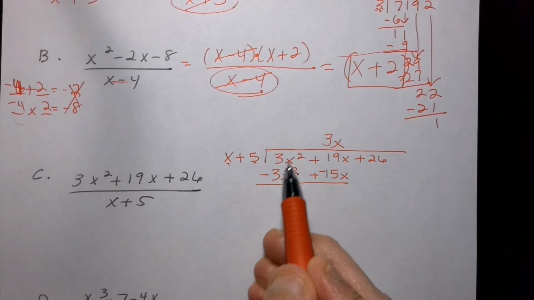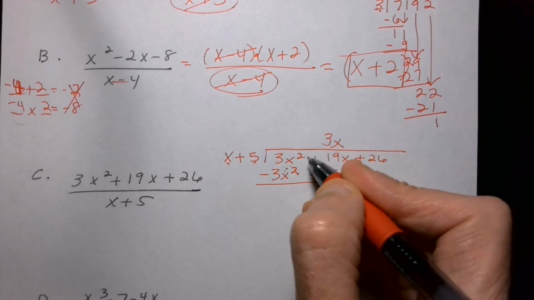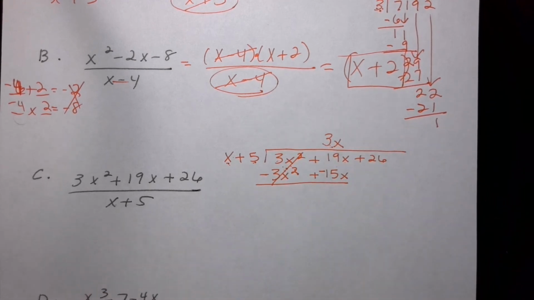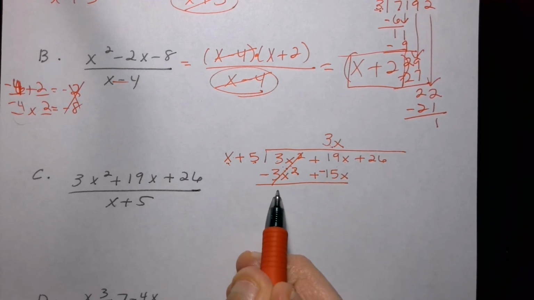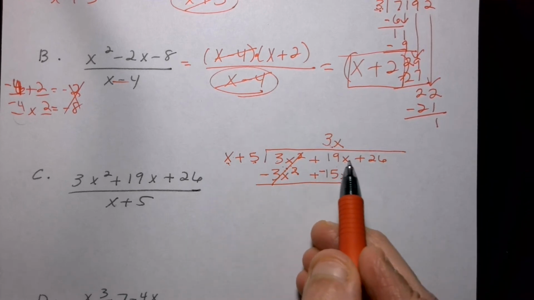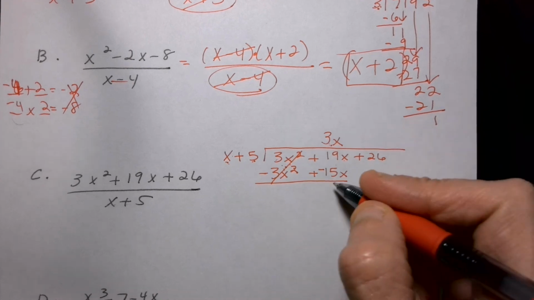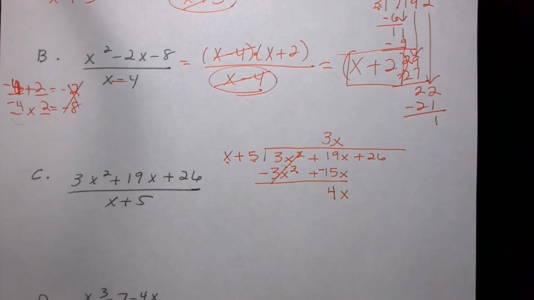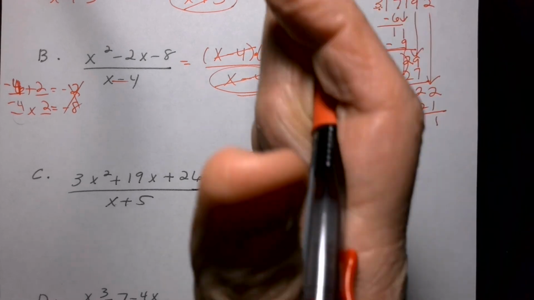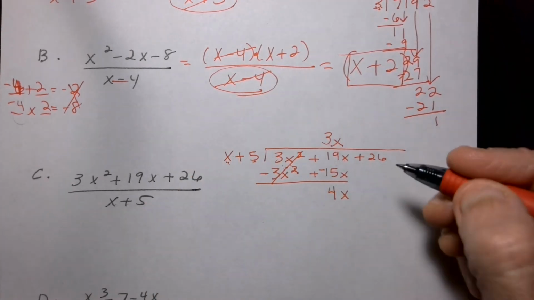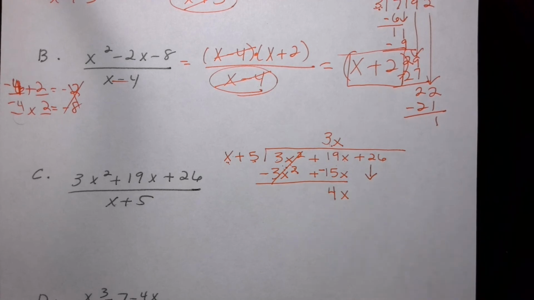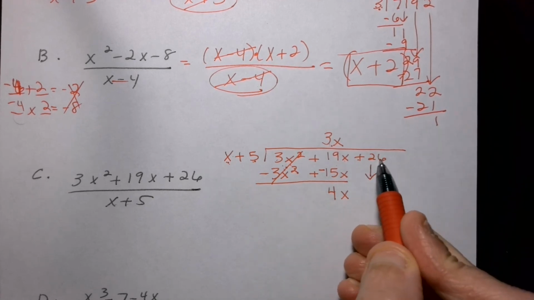So what's 3x squared minus 3x squared? Gone. I'm just going to cross it off. That's what's supposed to happen, by the way, and if it doesn't, there's a problem. 19x minus 15x is what? 4x. See, everything's very linear. It lines up nicely. And we pull it down, the next term, just like we did in long division, plus 26.